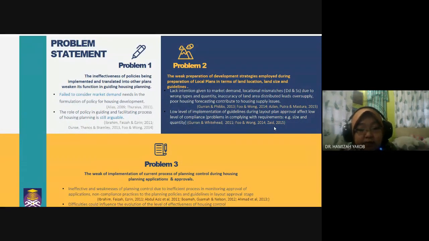So problem statement number 3 is more on the weaknesses in the implementation of the planning control process during application and approval. So basically, it is more involved during the ease of housing planning. The aspects highlighted in this problem statement focus on non-compliant practice, insufficient process in monitoring approvals, and also factors of difficulty that could influence the effectiveness of housing control.